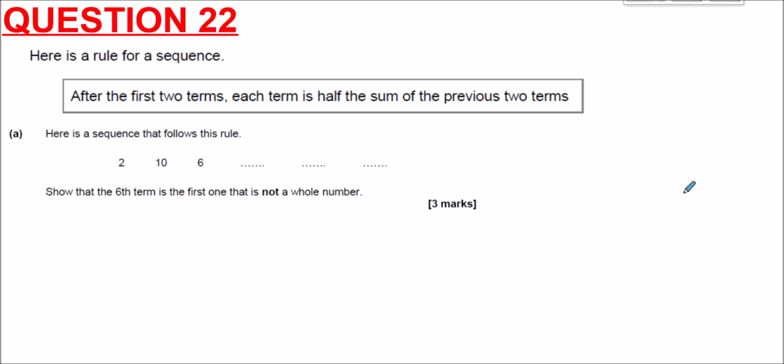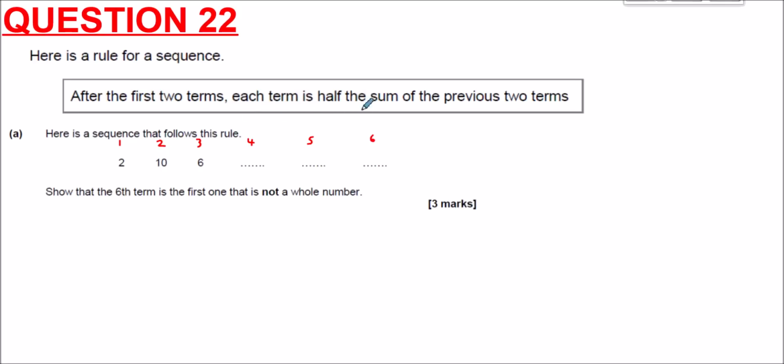Question 22, we've got a rule for a sequence, and we're told that after the first 2 terms, each term is half the sum of the previous 2 terms. So we need to show that the 6th term is the first one that is not a whole number. And so in terms of the terms we've got 1, 2, 3, this will be the 4th one, 5th, and 6th.